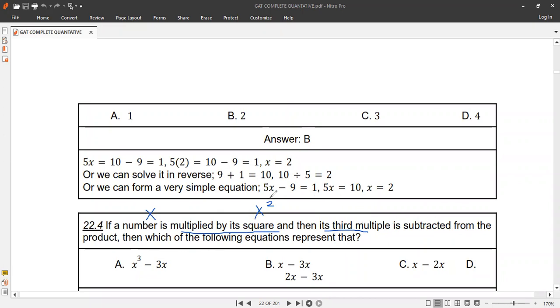So let me first multiply the number by its square. x by x power 2 equals x power 3, minus third multiple, 3x, because he said third multiple. So x power 3 minus 3x. This is the expression that represents the number. The answer is A.